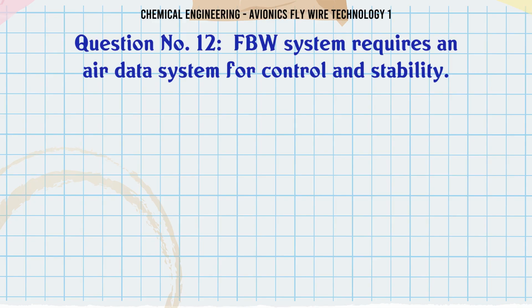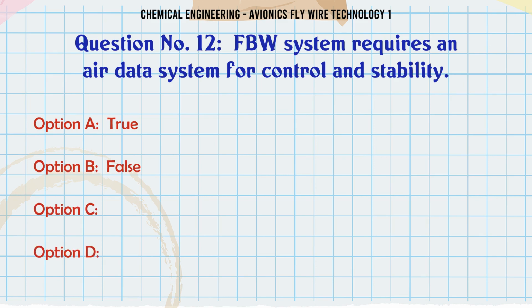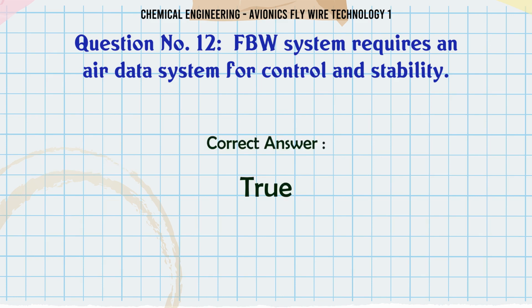FBW system requires an air data system for control and stability. A. True. B. False. The correct answer is true.